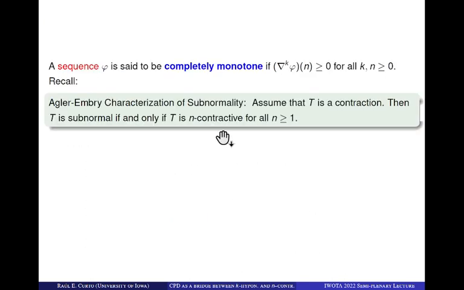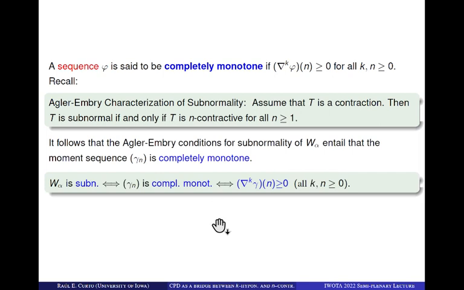The sequence is said to be completely monotone if nabla to the k of phi n is bigger or equal to 0 for all k and n. And the Agler-Embry characterization of subnormality says that if T is a contraction, then T is subnormal if and only if T is n-contractive for all n. And it follows from the Agler-Embry conditions that the moment sequence is completely monotone in the definition that we gave before. So now, subnormality, that the moment sequence is completely monotone, or that the nablas are all non-negative, are equivalent.